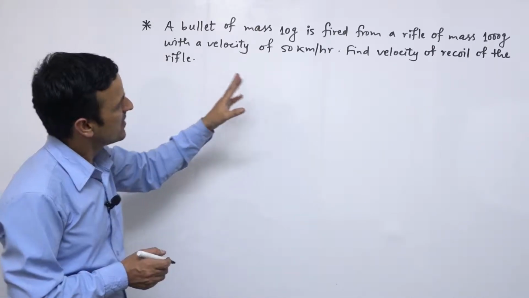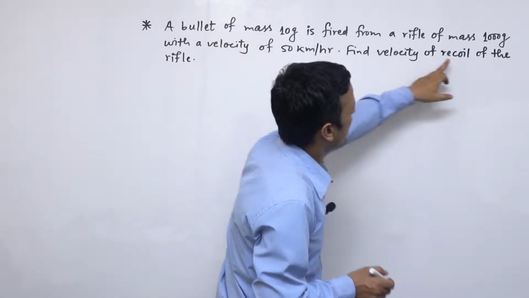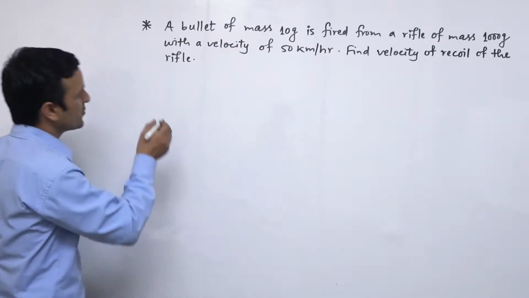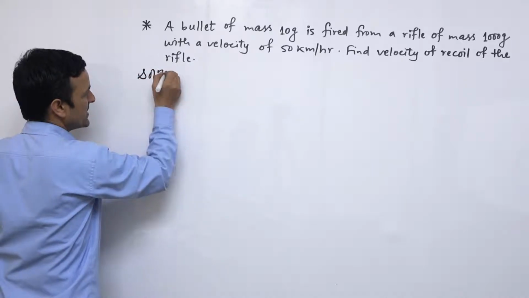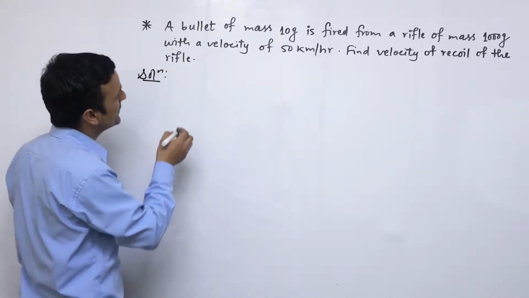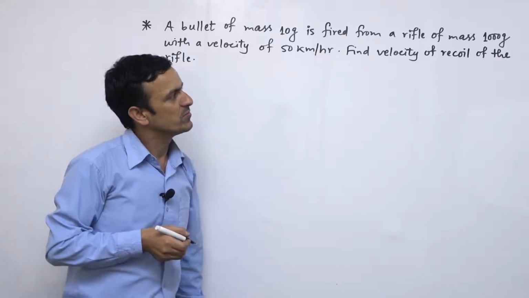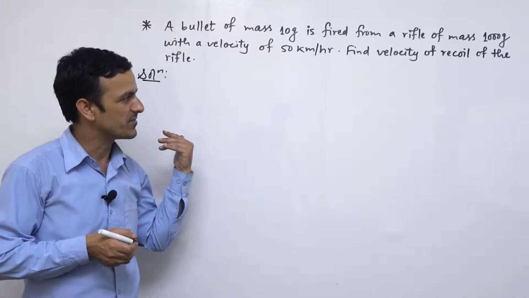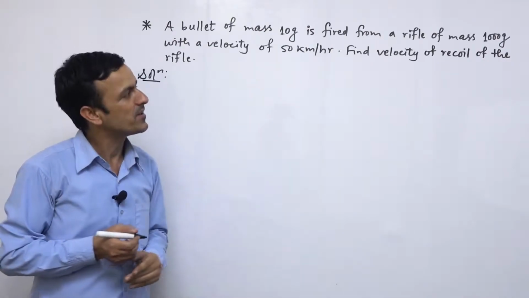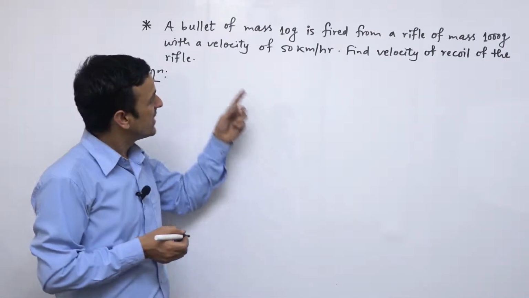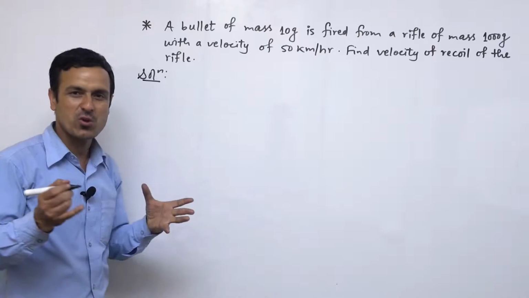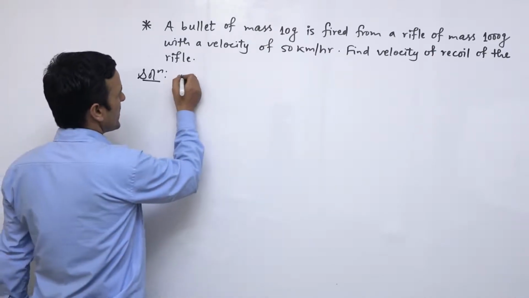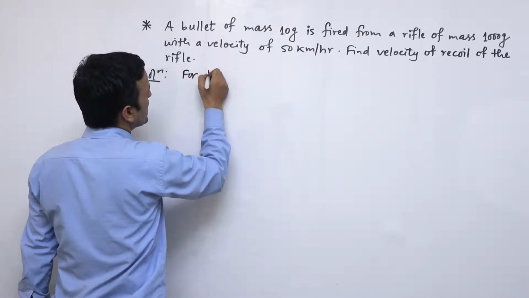We have a bullet and a rifle, and the bullet is used inside the rifle. For this we have to deal with momentum. The momentum before firing and the momentum after firing of the rifle should be equal. They are equal.